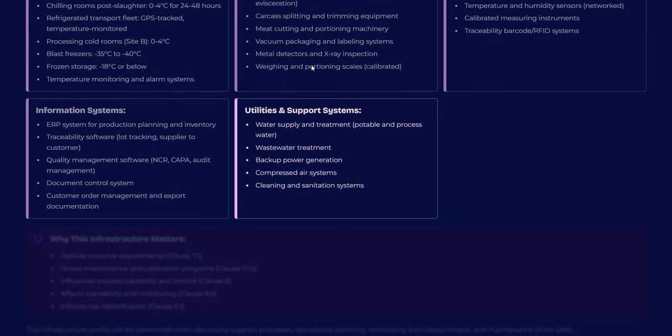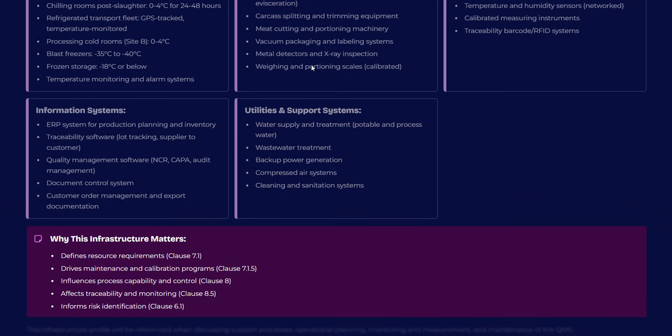We have utilities and support system infrastructure: water supply and treatment, potable and process water, wastewater treatment, backup power generation, compressed air systems, and cleaning and sanitation systems also.